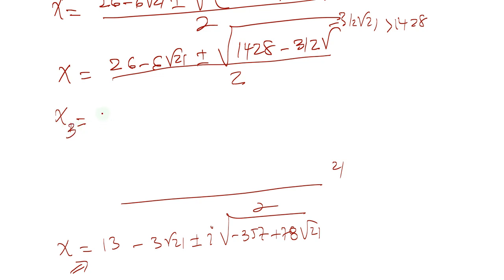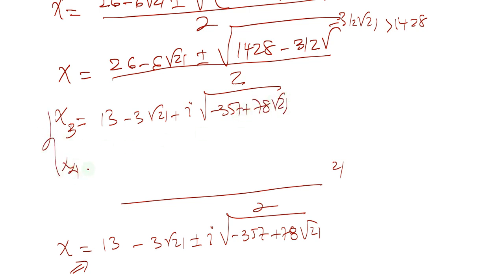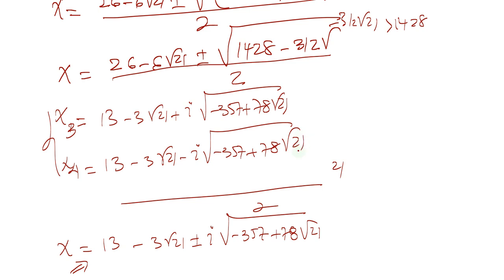x3 is going to be 13 minus 3 square root of 21 plus i square root of minus 357 plus 78 square root of 21, and our x4 is equal to 13 minus 3 square root of 21 minus i square root of minus 357 plus 78 square root of 21. Okay, guys, so this is the solution. These are the solutions for our equation.